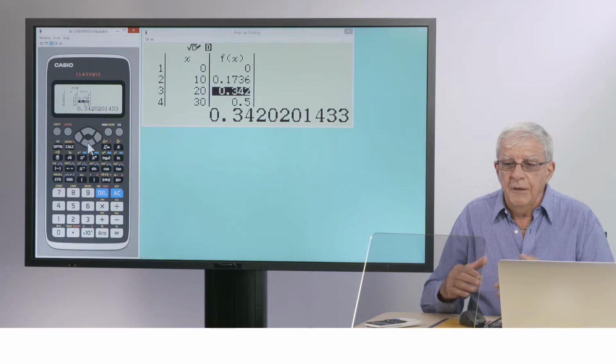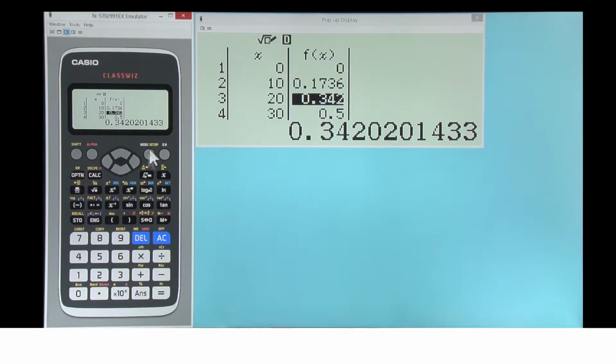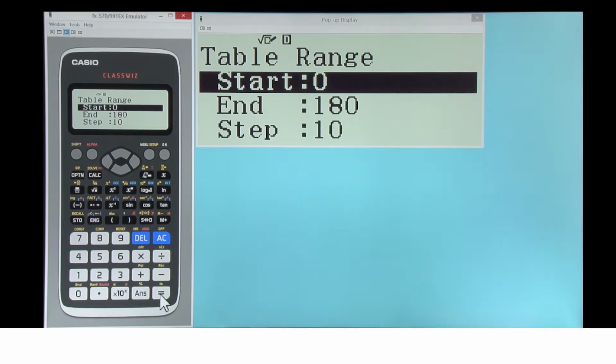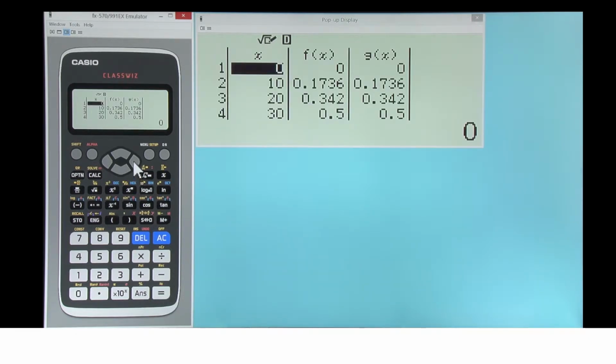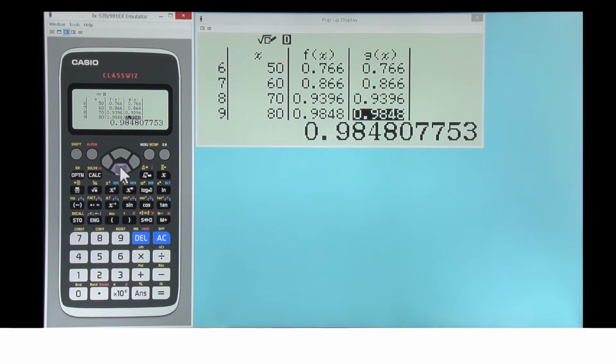And we can study these symmetries even better if we look at the sine function and its supplement at the same time. So let's see how to do that. Here's the sine function, and tap equals, and we'll get the sine of the supplement, 180 degrees subtract x. So we can see those similarities. Now we're drawing tables for two different functions at the same time. Let's have a look at the table, and we can see that they're exactly the same. The values are the same.